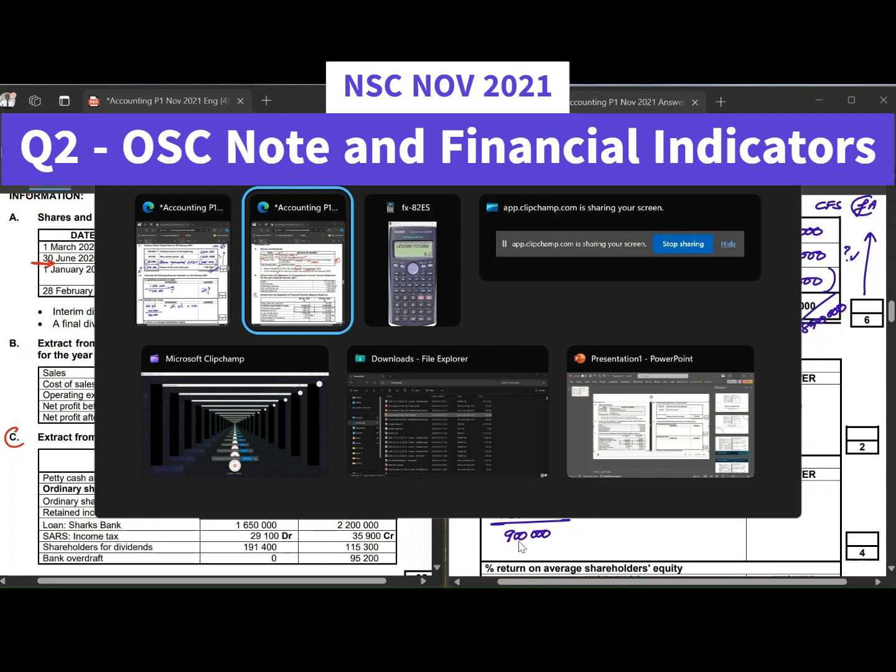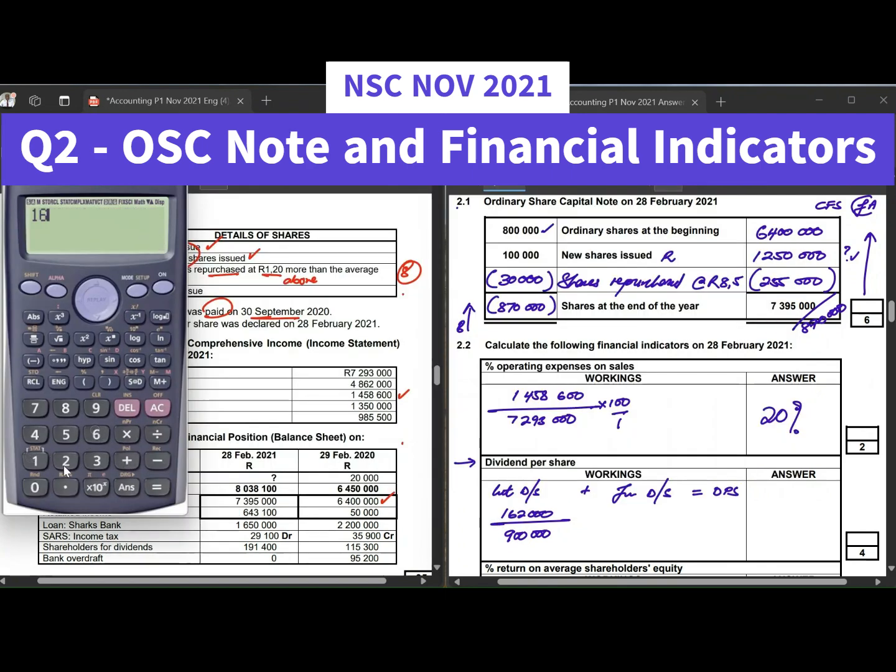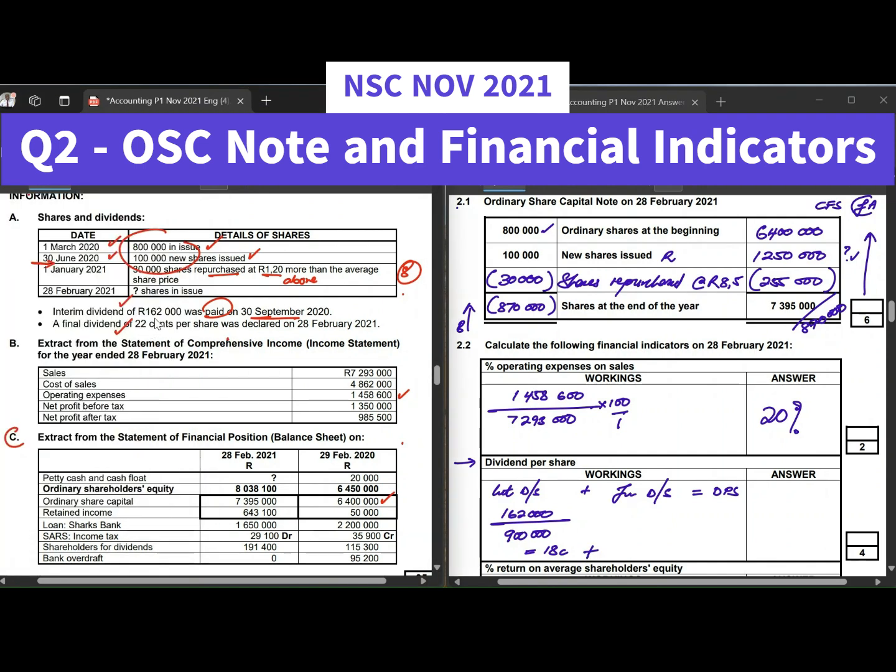So I divide this by 900,000. So I'll come here and I'll say it is my 162,000. I divide that by my 900,000 shares. And then that will give me 18 cents. I have my interim dividend per share. I then add this now to my final dividend per share, which is 22 cents, and it will give me 40 cents.